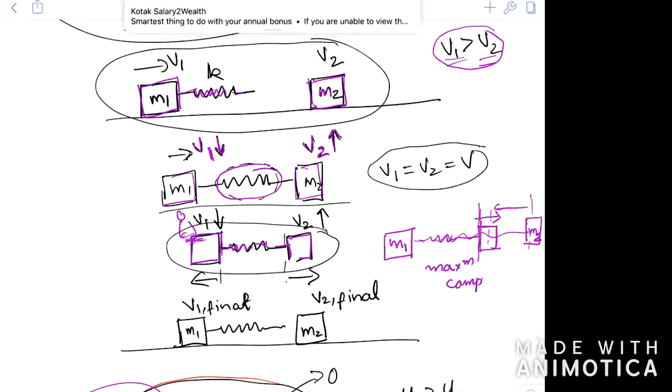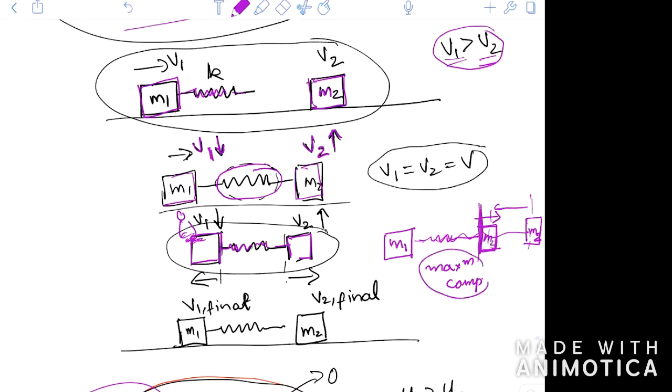Exactly at the time of maximum compression, what velocity would you observe? You would observe a velocity 0. That means at the time of maximum compression, the relative velocity is 0. That means both of them will have a common velocity. Then finally what will happen?